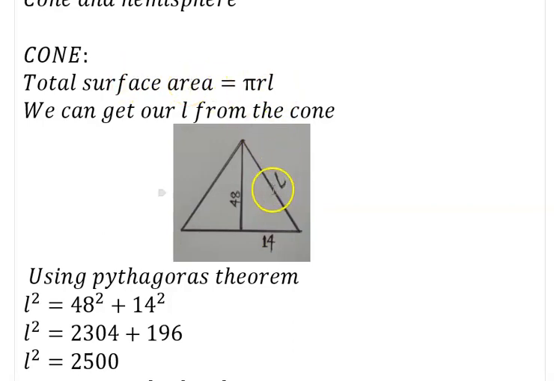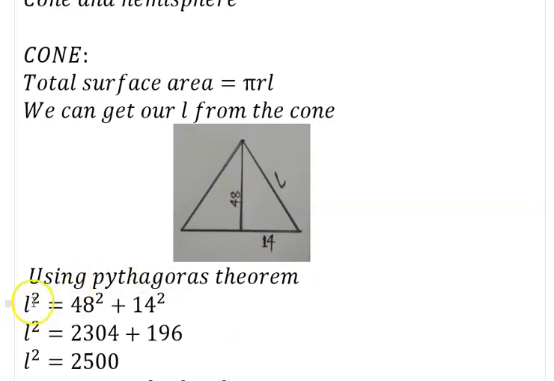We are not given L, so we can get it from here. Don't forget we can use Pythagoras Theorem here because we've been given this side and this side. So the hypotenuse, which is the longest side, squared equals the first side squared plus the second side squared. That's what we've done here.